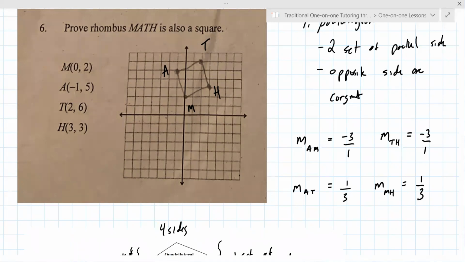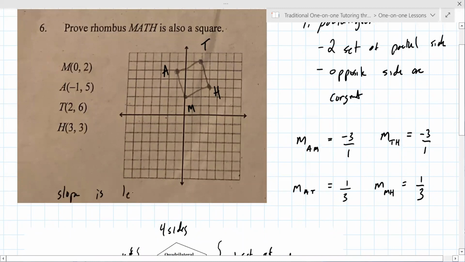Now, I just want to make a comment on slope here. Slope is left to right. You cannot go right to left. Like don't try to go from T to A. You'll be very, very confused. And I did this very carefully on the right.